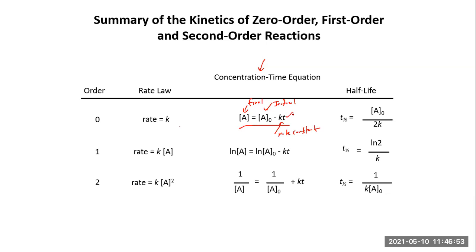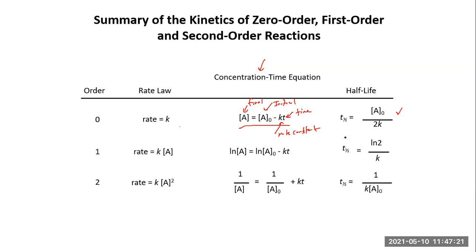And a reminder that T here is time, not temperature. Remember that they do have different half-life equations. So remember that for a zero order, the half-life is the initial concentration divided by 2K. So the initial concentration does play a role in terms of the half-life. Remember that the half-life is the time it takes for half of whatever you started with to go away.